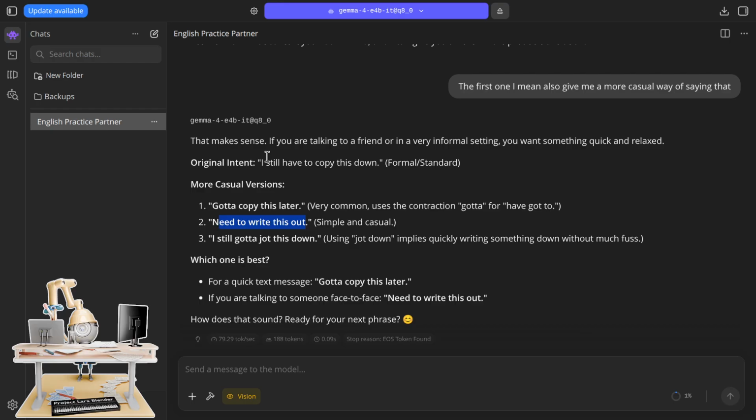Okay, let's see. I still have to copy this down. Formal standard. This is very common uses of contraction. Gotta copy this letter. I don't like it at all. Gotta copy this letter, man. I don't have time. Need to write this out. Yeah, I need to write this out, man. Gotta copy this letter. I don't know. Okay. So I do not like that, the copy thing, but sometimes it's very helpful.